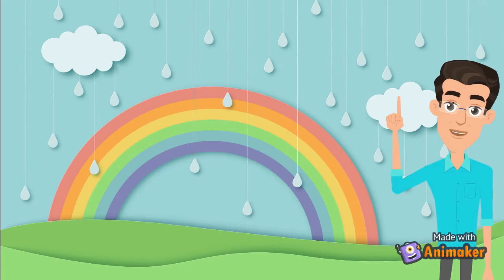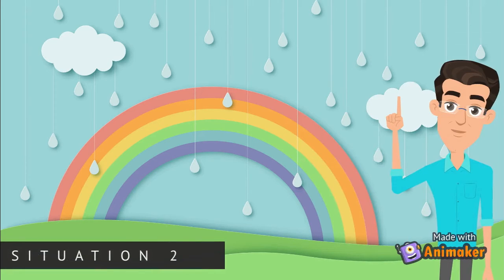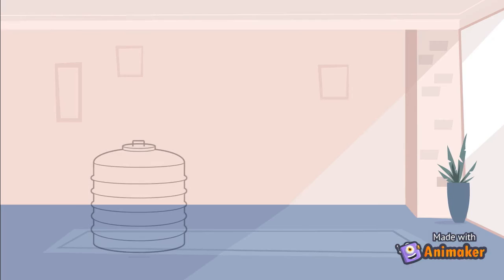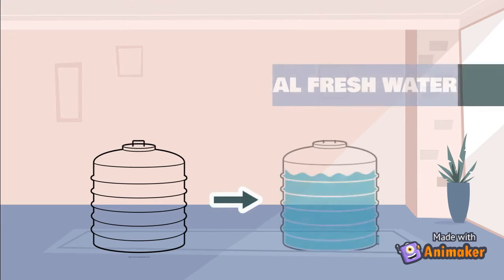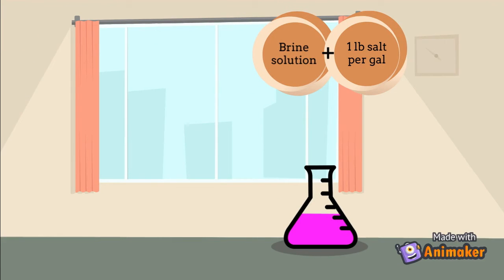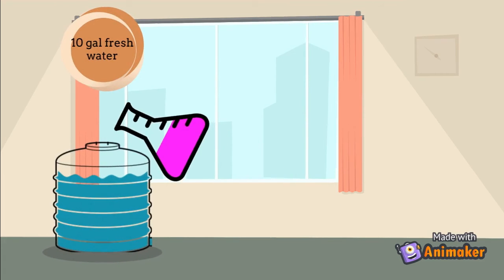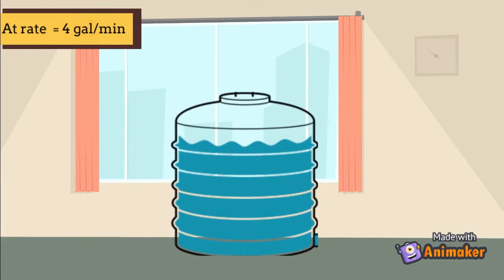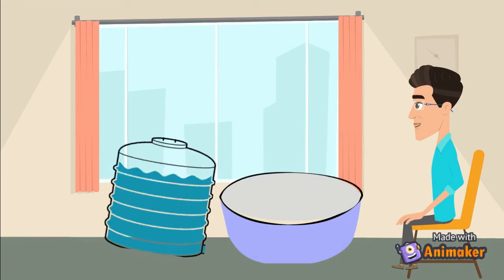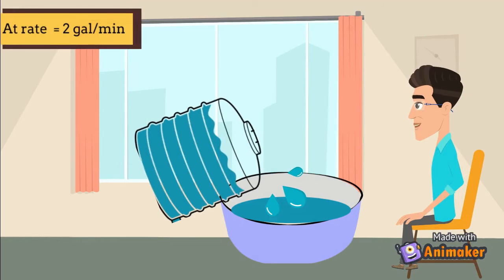Before we find the solution for question number 2, let me tell you the situation in detail first, so that you can understand it clearly. As you can see, here is a 50-gallon tank. Initially, the 50-gallon tank contains 10 gallons of fresh water at t equal to 0. A brine solution containing 1 pound of salt per gallon is poured into the tank at the rate of 4 gallons per minute. Then, the well-stirred mixture leaves the tank at the rate of 2 gallons per minute.